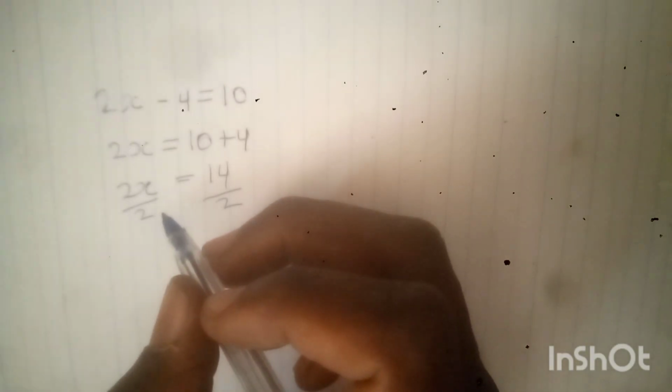Anything we do on one side of the equation, we are going to do the same on the other side of the equation. So that's why we are dividing both sides of the equation by 2. So 2 will cancel 2, which means we have x equal to 14 divided by 2, which is 7. So therefore our answer to the equation is x is equal to 7.